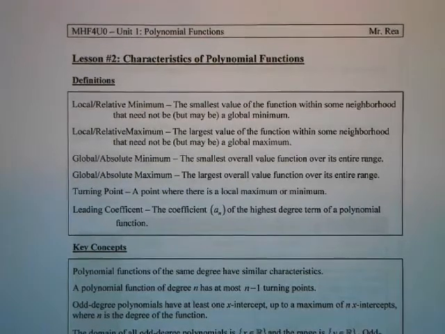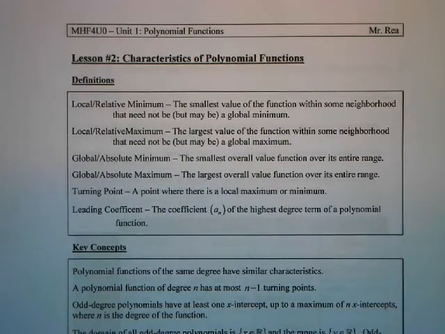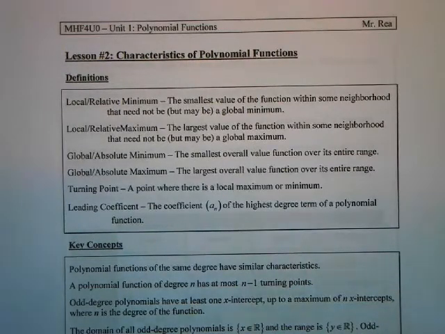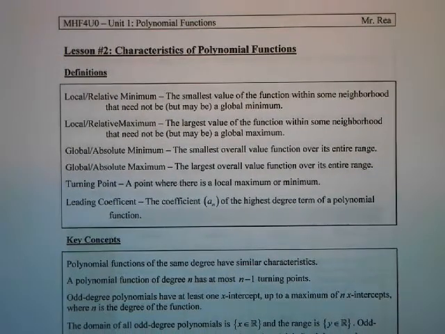We're going to try this lesson again. This is characteristics of polynomial functions. So the previous lesson we just kind of introduced ourselves to what a polynomial function is, what it looks like as an equation, and a few other things. Today we're going to dive a little bit deeper into polynomial functions.